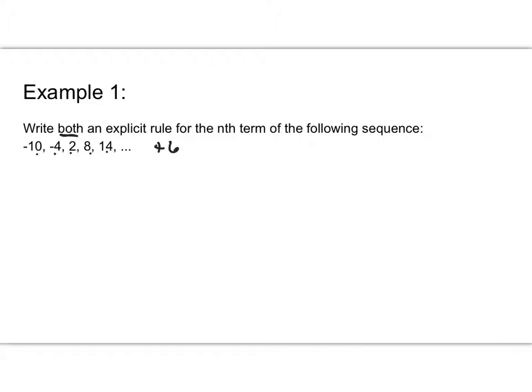And if it wasn't that obvious, say you had decimals or fractions or something, you would have to check each term. 14 minus 8 is 6, 8 minus 2 is 6, and so on. But we can see here easily enough that that is just 6.